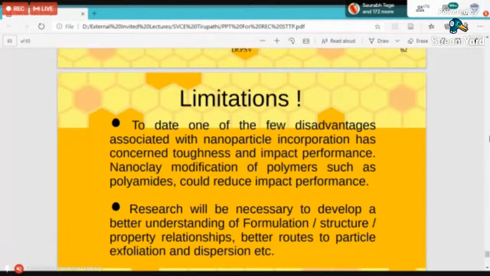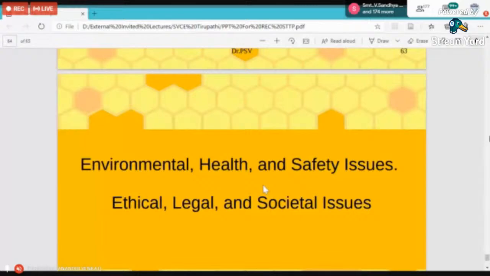Then research will be necessary to develop a better understanding of the formulation, structure, property relations, and how to disperse the nanoparticle homogeneously into a binder. That is also a challenging task. So that's the limitation.